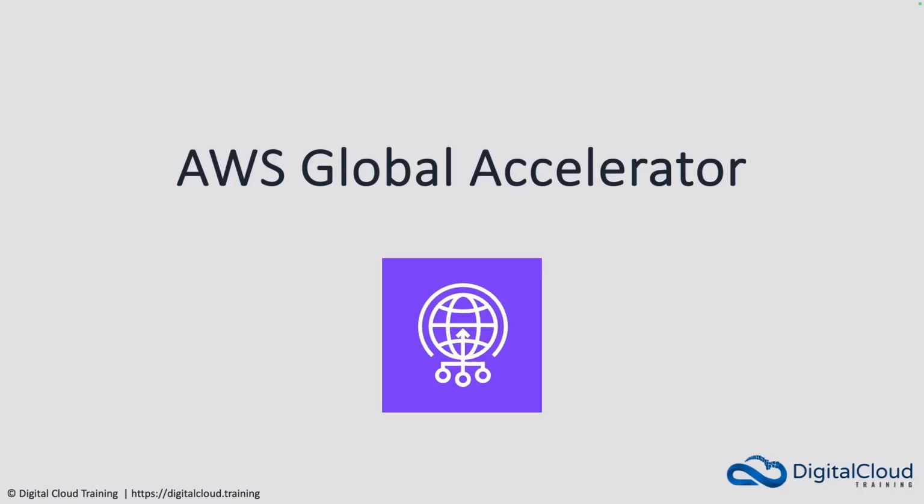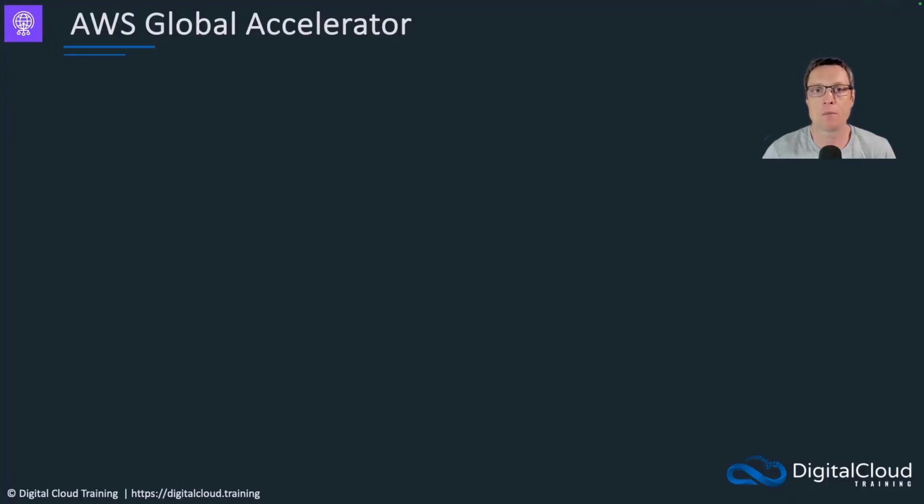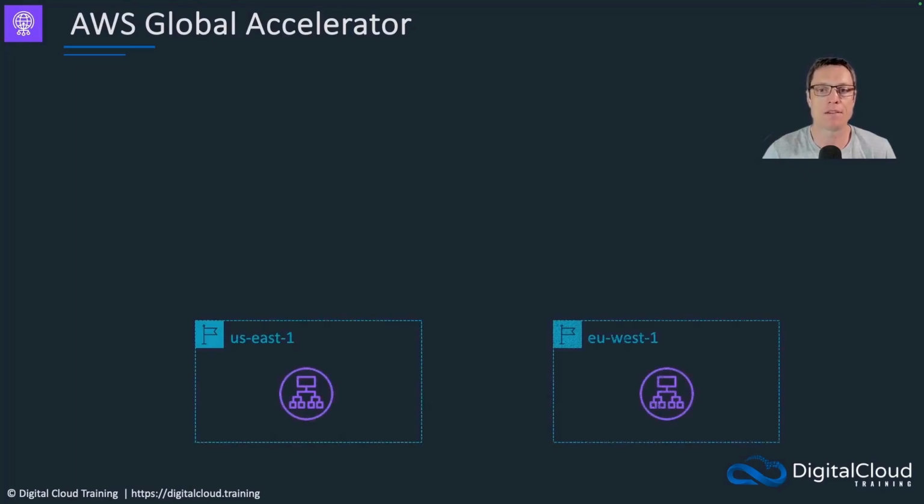In this lesson, I'm going to cover AWS Global Accelerator. And let's start off with a diagram to help you understand what this service actually is. Here we have load balanced solutions, so we have some kind of application sitting behind a load balancer in US East 1 and EU West 1. So two different continents here.